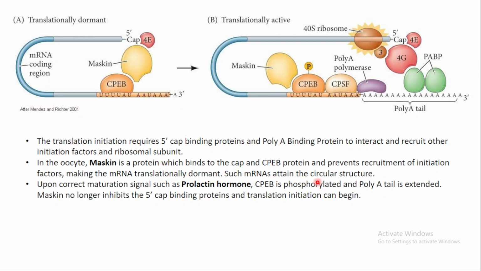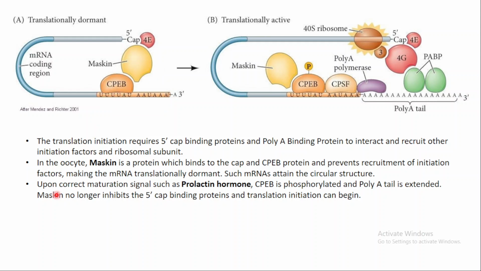Such mRNAs attain the circular structure. So maskin binds these proteins which are holding together the 5' cap as well as the 3' poly A tail, and the binding of maskin and these proteins inhibits the initiation of translation, because in the presence of maskin, the initiation factors cannot be recruited to the mRNA.